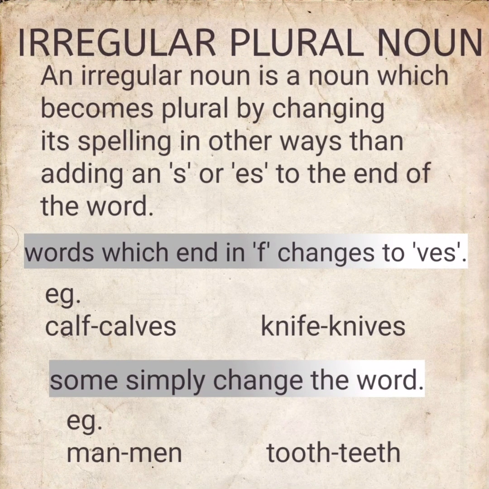Now the next set of the noun is the irregular plural noun. An irregular noun is a noun which becomes plural by changing its spelling in other ways than adding an s or es to the end of the word. For example, words which end in f change to ves. So here we just have to remove the letter f and add ves. Example, calf becomes calves and knife becomes knives.